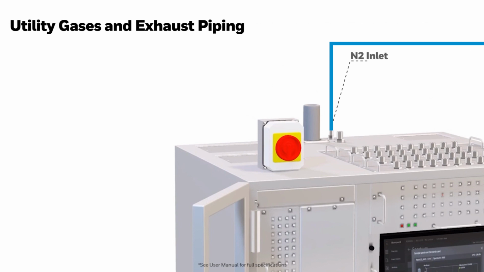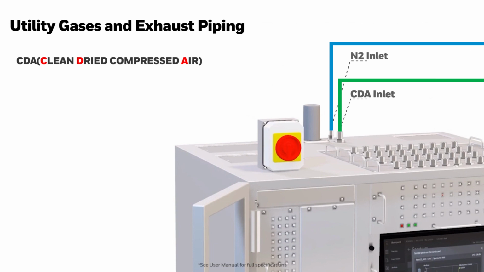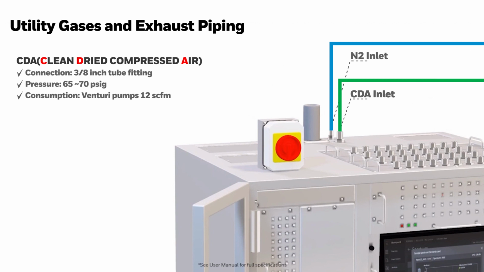In addition, ACM150 requires clean, dry, compressed air to operate the Venturi pump and conduct line leak test. Connect the 3/8-inch tube to the inlet fitting of CDA. The pressure should be set to 65 to 70 psig, and pressure regulator should be located near ACM150. The flow rate required to operate the Venturi pump is 12 SCFM.